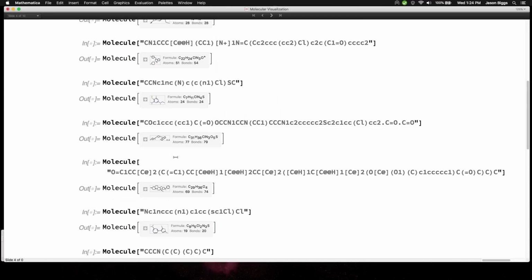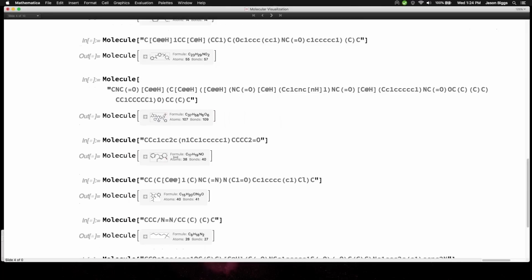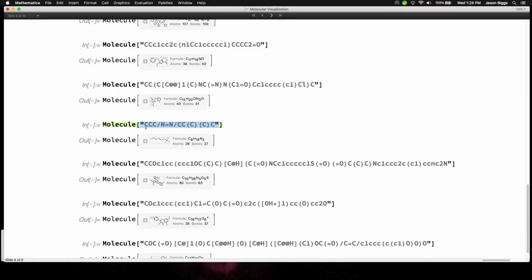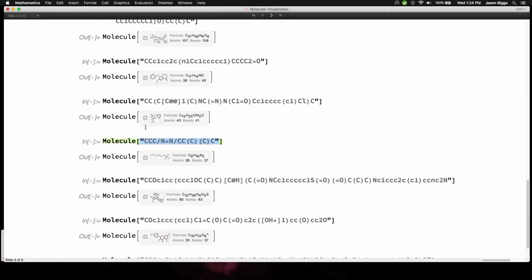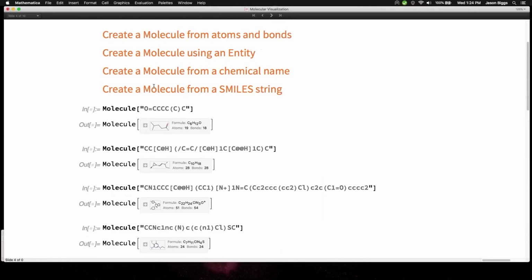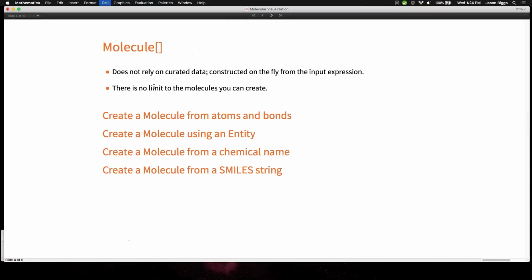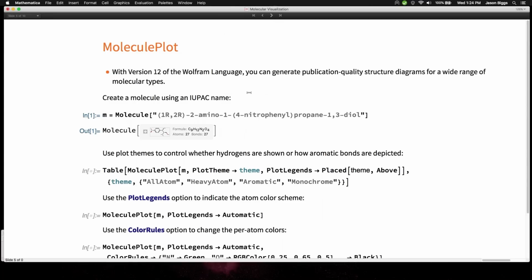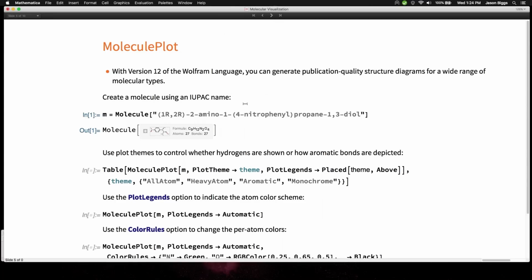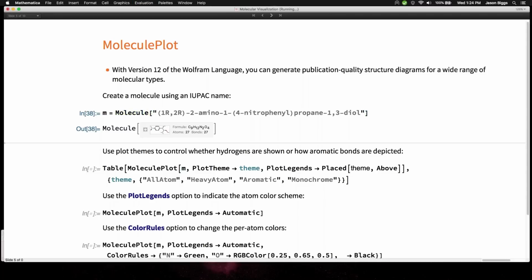And hydrogen atoms are omitted if need be, or they can be added. You can oftentimes find these SMILES strings on the web or in various data sets, and in Wolfram Language version 12, you can easily convert those into molecules. So when you want to plot the molecule, I've already shown how you can create a molecule and feed it to MoleculePlot.